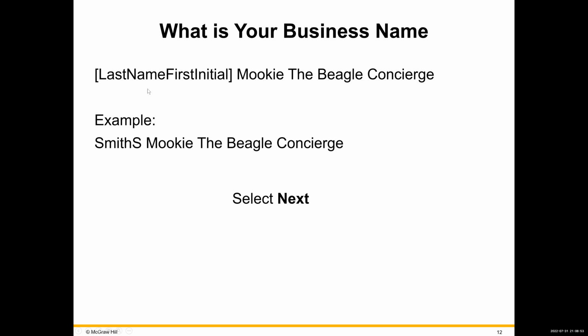Okay, so let's say that your name was Sparky Smith. Well, you're going to go Smith S, because S is the first initial for Sparky, and Sparky's last name is Smith. Smith S, Mookie, the Beagle Concierge. Mine would be Tutrup R, because my name is Richard Tutrup, and I put Mookie, the Beagle Concierge. Okay, hit next.